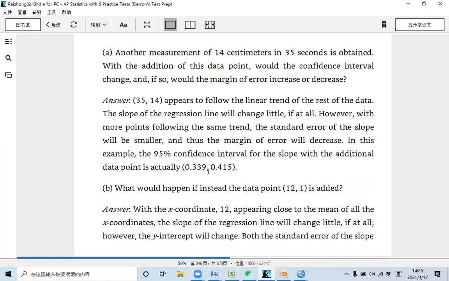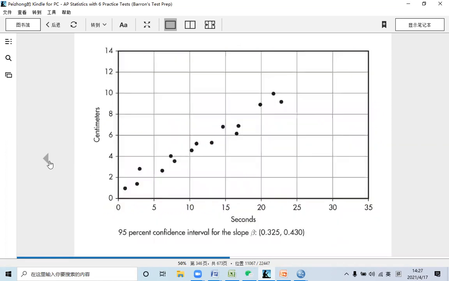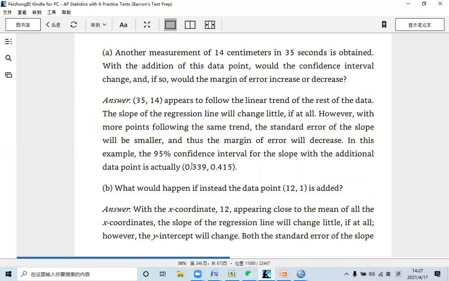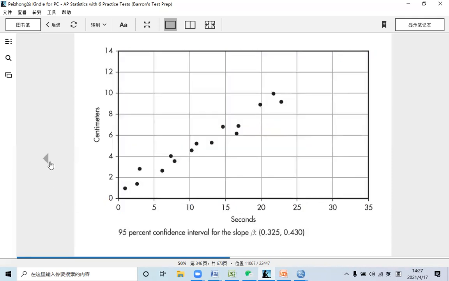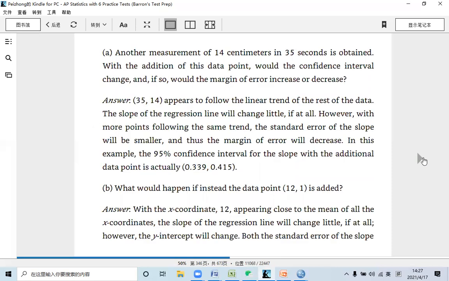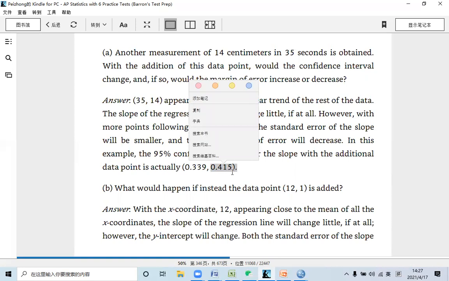If you compare the two margins of error, before adding the data point, the lower boundary was 0.325. After adding the point, it becomes 0.339. And the interval becomes smaller. Before the data point was added, the upper limit was 0.43. After the point, it reduced to 0.415.